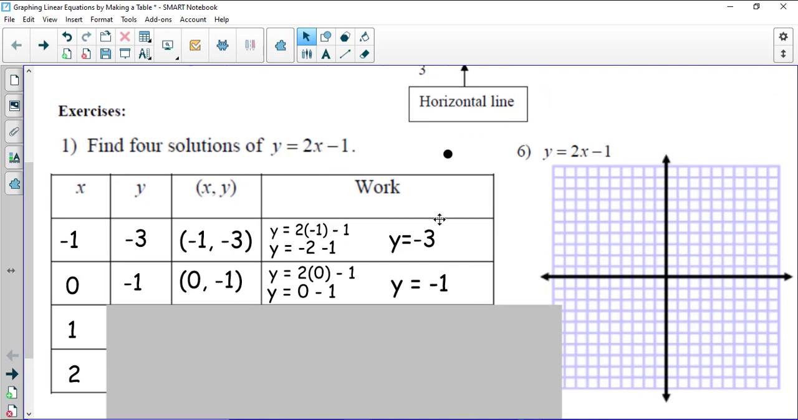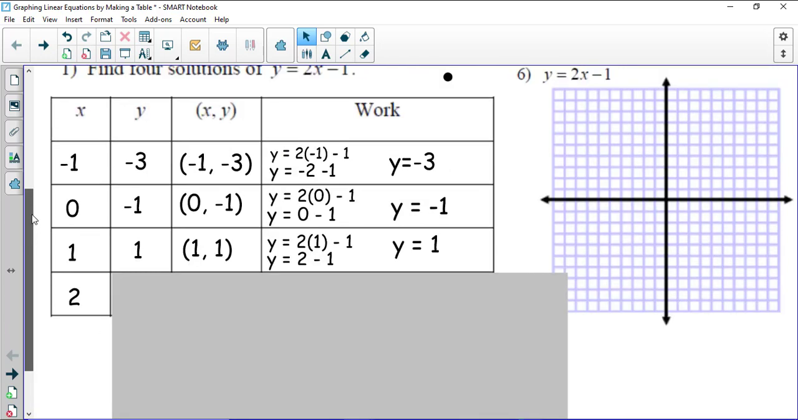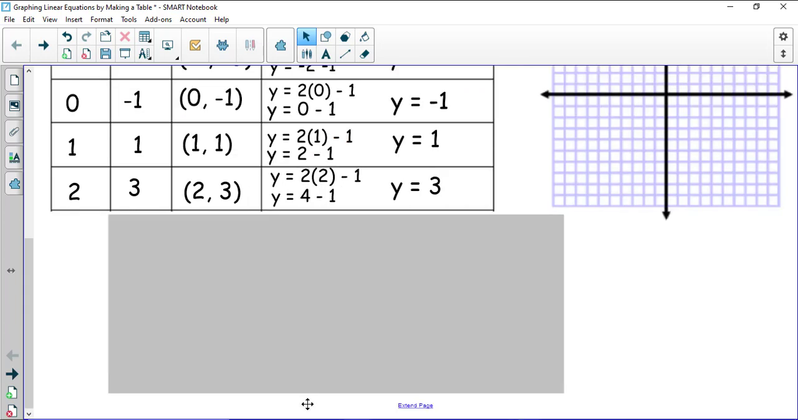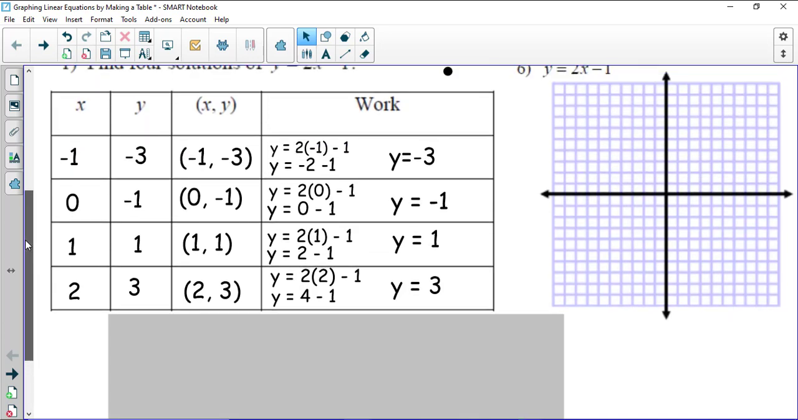Now, often we don't show this work section of the table, but we do often show the XY table. Sometimes we put the ordered pairs off to the side too, but at the very minimum, you'd want to show the X column and the Y column here. Now let's replace X with 1, so we'll do 2 times 1, which is 2. 2 minus 1 gets us 1. So the ordered pair 1 comma 1 will be on this line. And then finally, we replace X with 2. 2 times 2 is 4, 4 minus 1 is 3, so the ordered pair is 2 comma 3.